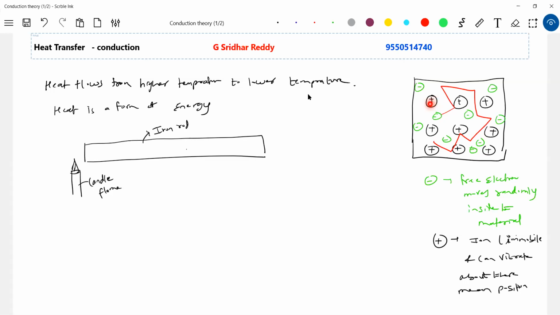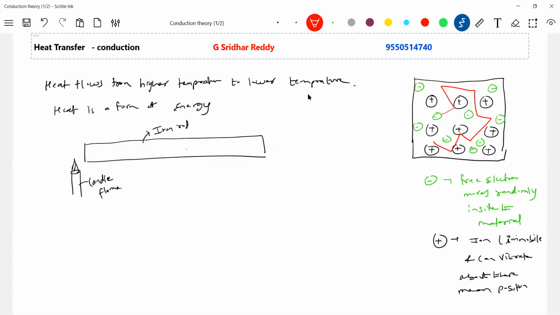The same thing happens for atoms also. Okay, able to get this? So what is the state in a conductor? The free electrons move randomly inside the material. These electrons encounter collisions and keep moving randomly, and the atoms vibrate about their mean position. Then what makes the heat flow from higher temperature to lower temperature?